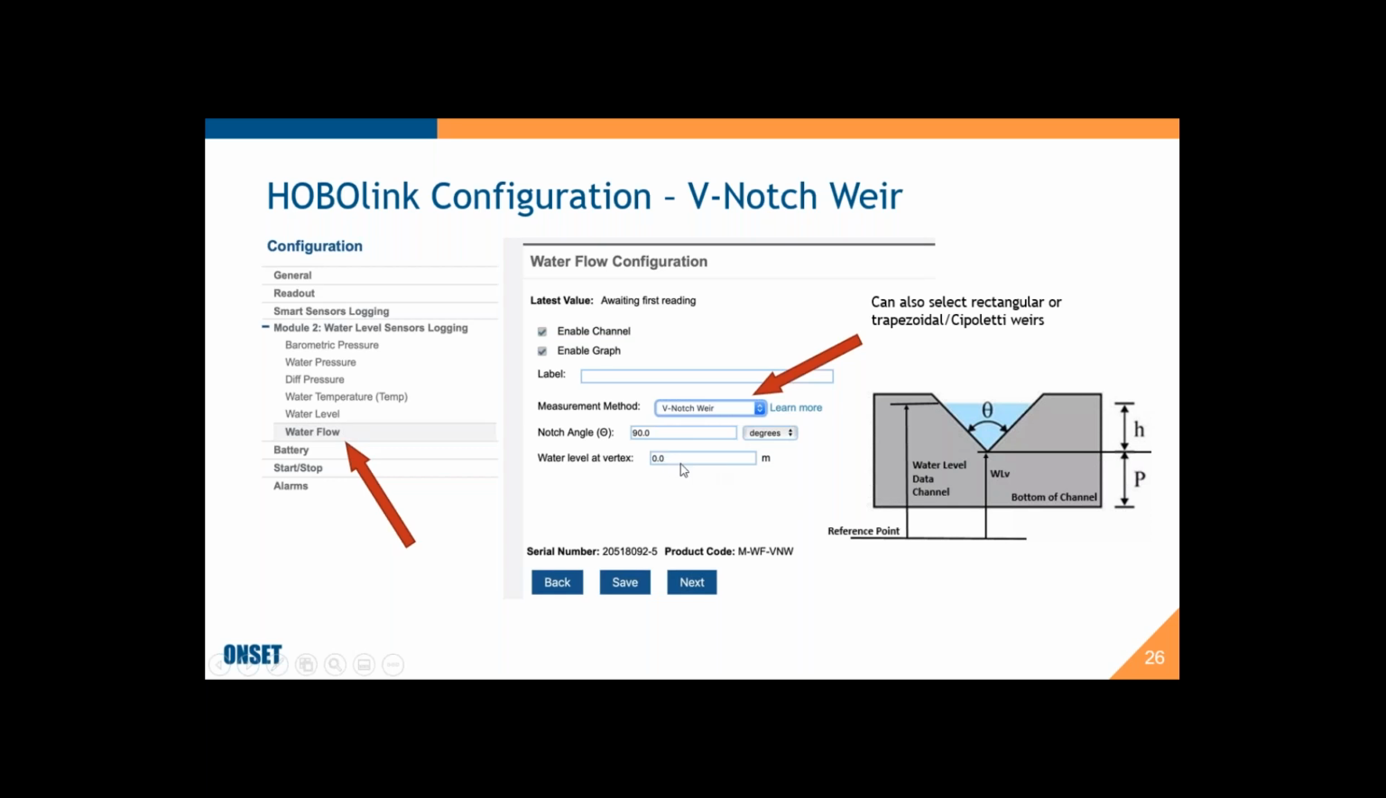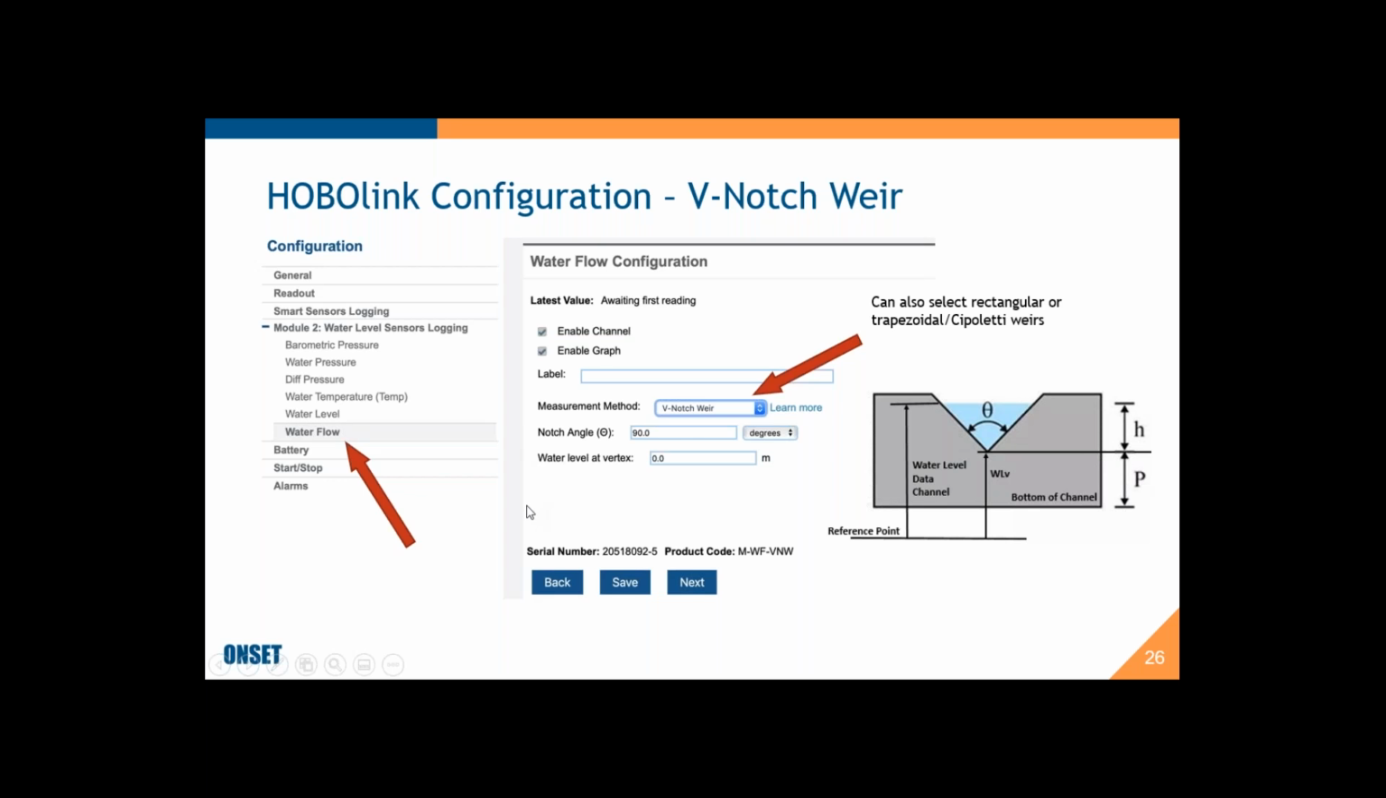And then you enter an offset for where you're measuring your water level from. If you're measuring your water level relative to the bottom of the V in your V-notch weir, you just enter a 0 as the water level at the vertex, and then all your water levels will directly be H, or your head, and the formulas will treat those accordingly.